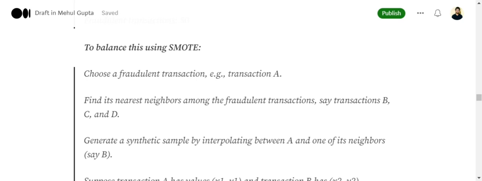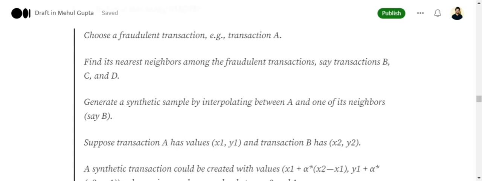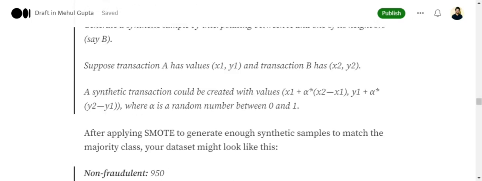We choose a fraudulent transaction, transaction A. We find out its nearest neighbors, say B, C, and D are its nearest neighbors from the same class. We pick a random sample, B for now, to interpolate a point. As I told you, from the nearest neighbors also, we need to pick a random point out of these three or four samples that are present.